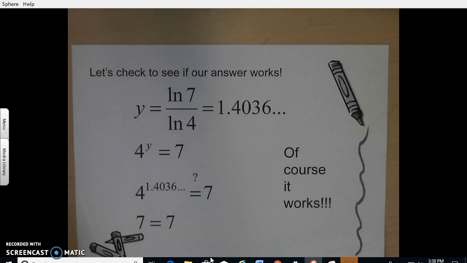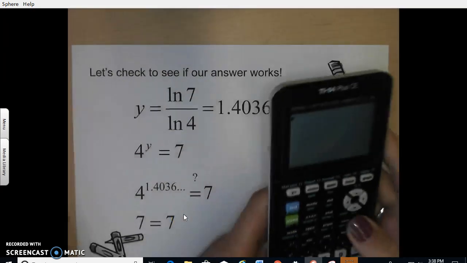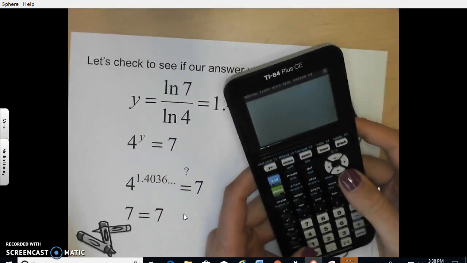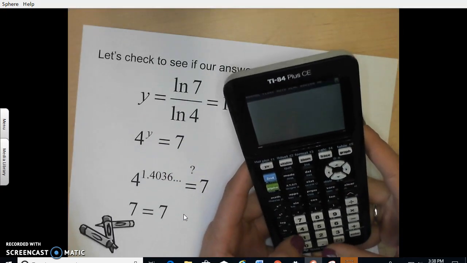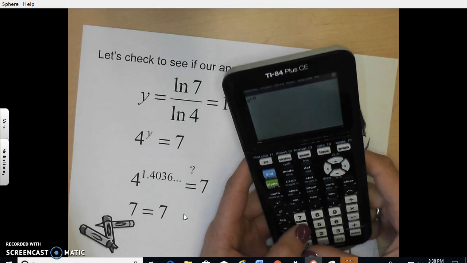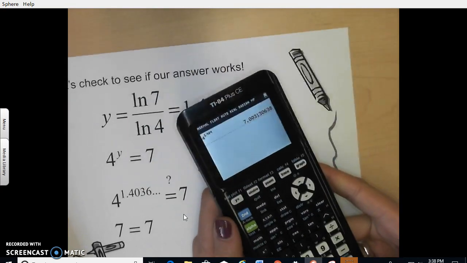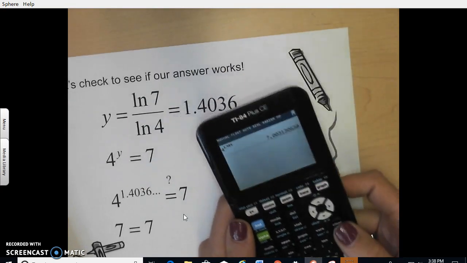And if I check it, it works, but when I show you that 4 to the 1.404 power is very close to 7. That's all.